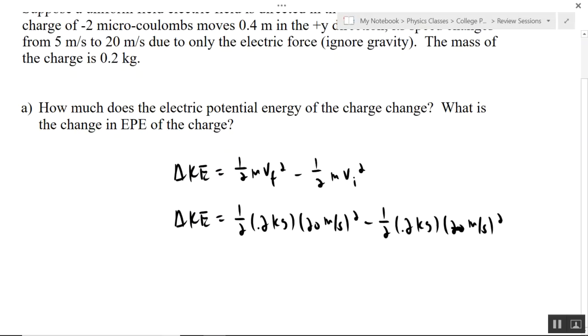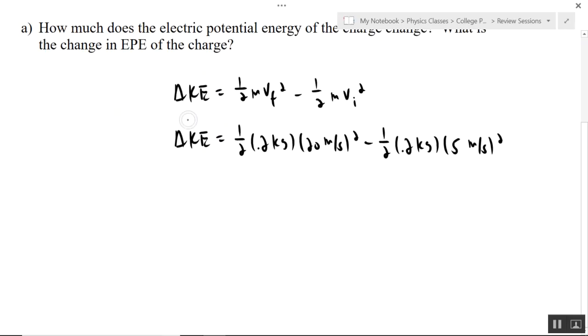So anyhow, it's the same thing, but you put 5 here instead of 20. It's the final minus the initial. So it started at 5 and ends up at 20. So 20 is the final and the initial is 5. You just plug these numbers into your calculator and you get 37.5, positive 37.5, because VF is bigger than VI. So this number is bigger than that, so you get a positive answer for your delta KE.